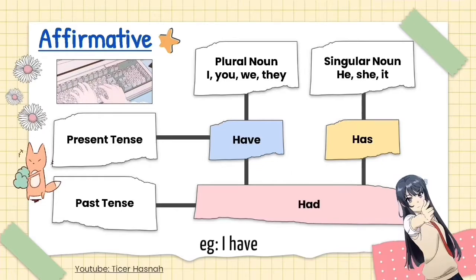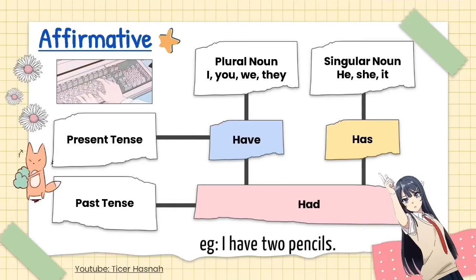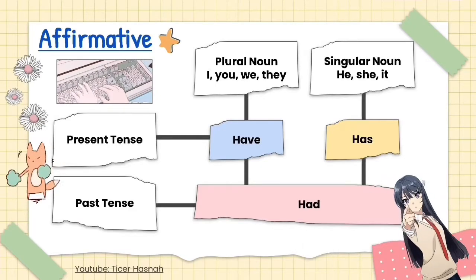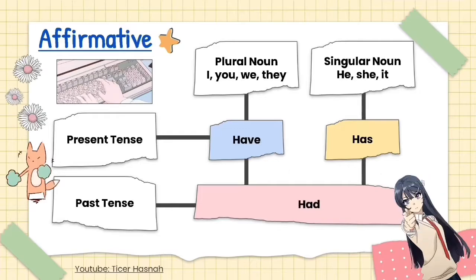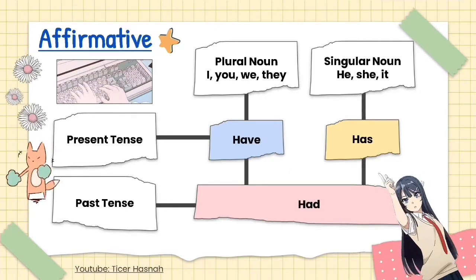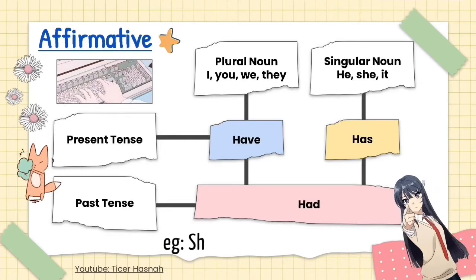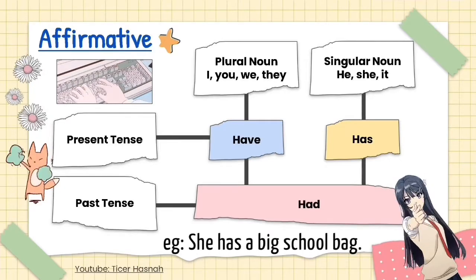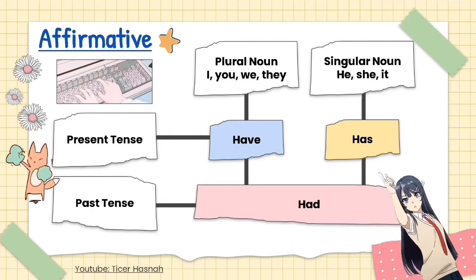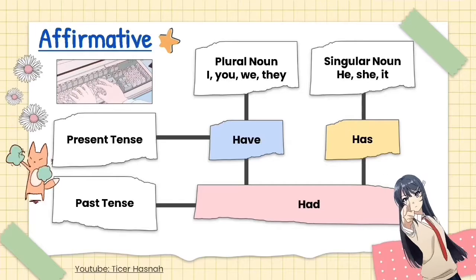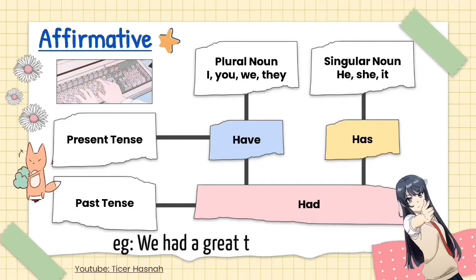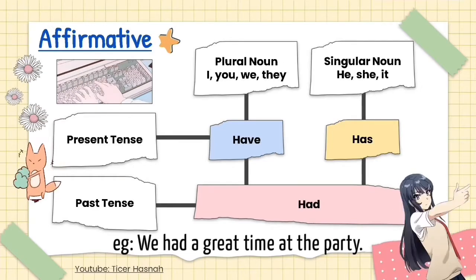For example, I have 2 pencils. If the subject is a singular noun, he, she, or it, and the sentence is in present tense, then we use the verb has. For example, she has a big school bag. Lastly, for all subjects in the past tense, we use the verb had. For example, we had a great time at the party.